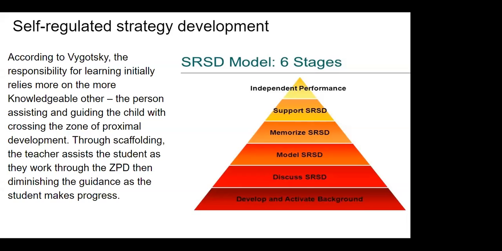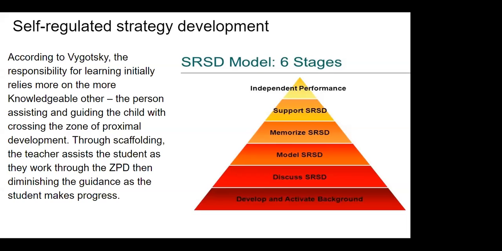Through scaffolding, the teacher assesses the students as they work through the zone of proximal development, then diminishes the guidance as the students make progress. So basically, this strategy begins with the teacher's direction and ends with students independently applying this specific strategy. The self-regulated strategy development consists of 6 steps.